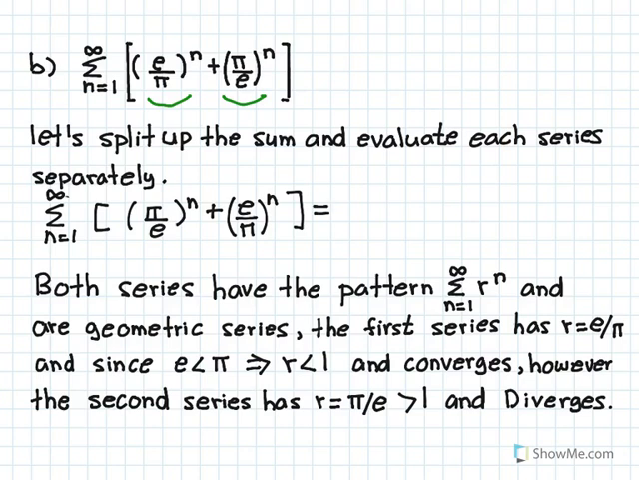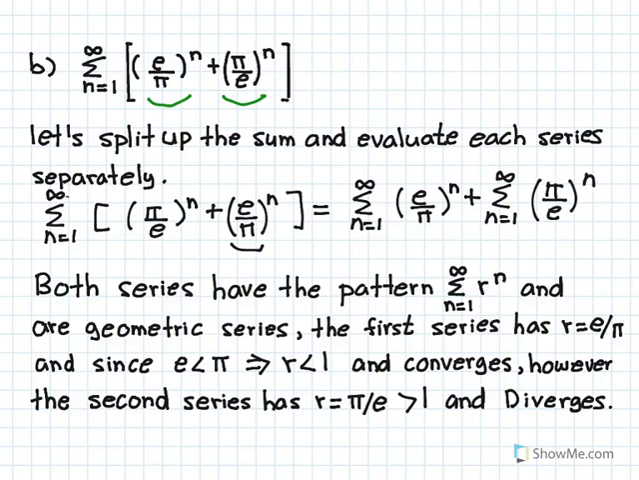This is equal to, let's split up the summations, the sum n equals 1 to infinity. I'll write the second one first. The order doesn't matter because we're just adding: (e over pi) to the power of n, plus the summation n equals 1 to infinity of (pi over e) to the power of n. Now, both of these series have the pattern summation n equals 1 to infinity, r to the n, and hence are geometric series with common ratio r.